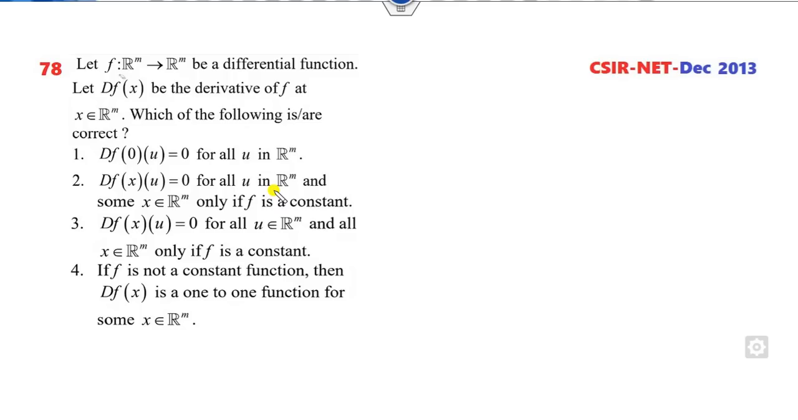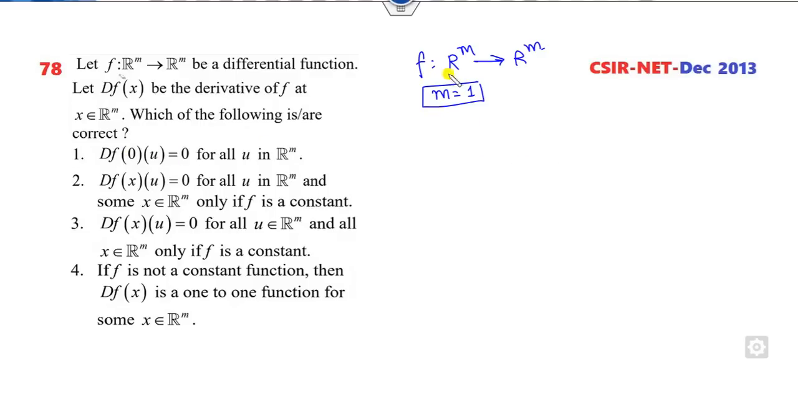Look at the next one. What is given to you? A function f from Rm to Rm is given. Again, you can simply take m as 1 if you want. That's a very simple task for you. Now look at that. How can you solve this question?